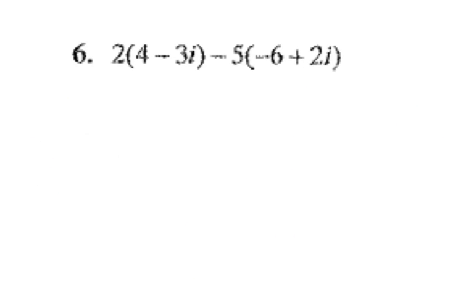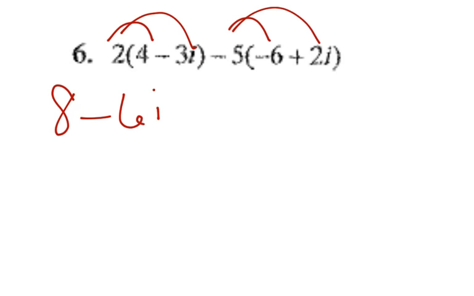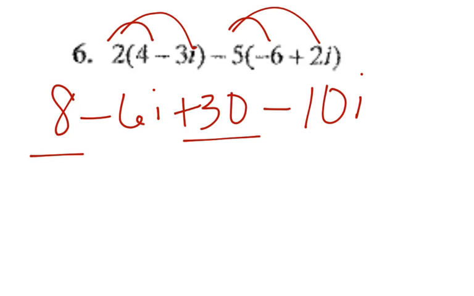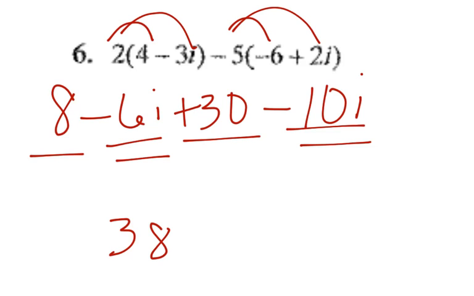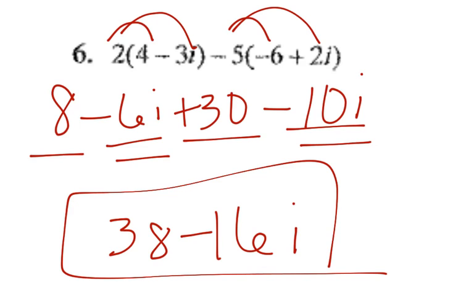Okay, these are much easier. When you have parentheses, you're going to distribute what's in front. So you're going to distribute your 2, you're going to distribute your negative 5. So 8 minus 6i plus 30, because negative 5 times negative 6, minus 10i. You need to combine your like terms. So 8 plus 30 gives you 38. Negative 6i minus 10i is minus 16i. This is it. You can't combine those because one has an i and one doesn't.